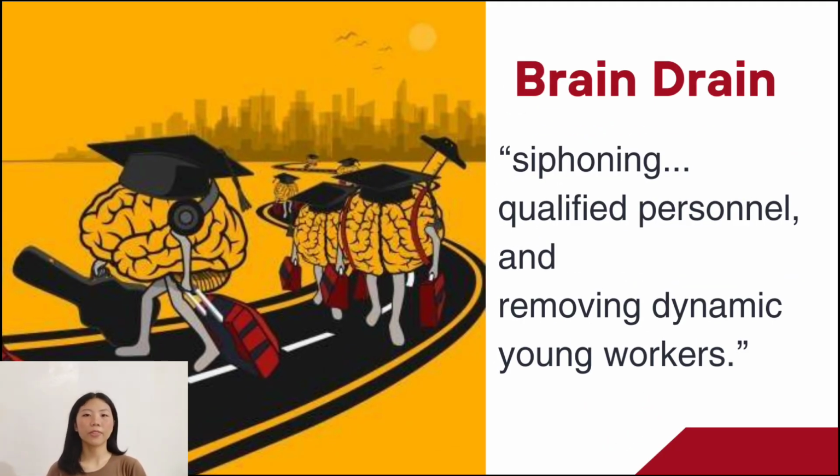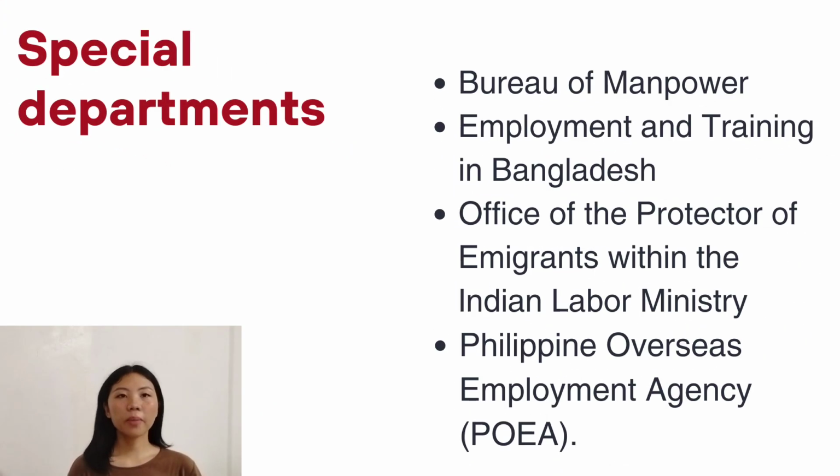Global migration is siphoning qualified personnel and removing dynamic young workers. This process is often referred to as brain drain, according to McKinsey Global Institute. Governments are thus actively involved in the recruitment and deployment of workers, some of them setting up special departments like the Bureau of Manpower, Employment and Training in Bangladesh, the Office of the Protector of Emigrants within the Indian Labor Ministry, and here in our country we have the Philippine Overseas Employment Administration.